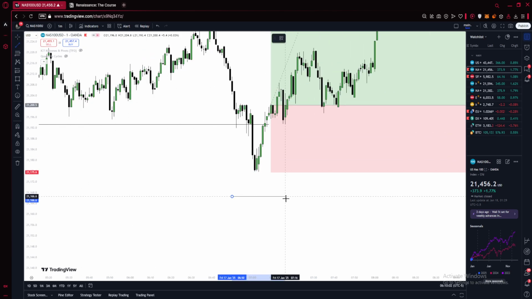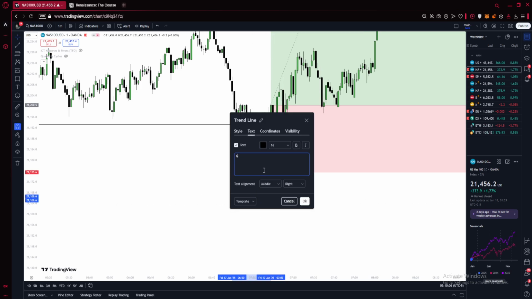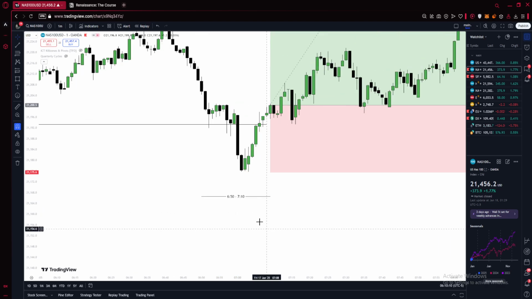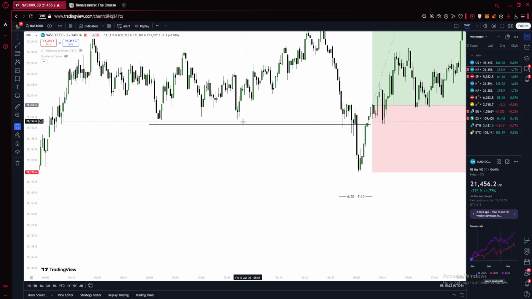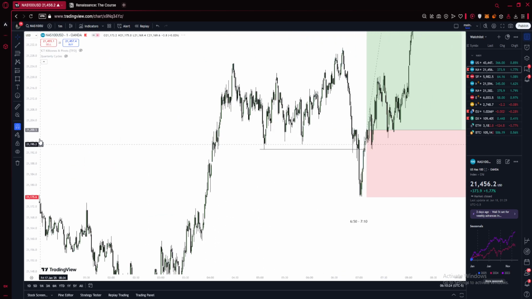6:50 to 7:10. 6:50 to 7:10. This is just an extra confluence. The price swept this low as soon as it got into this macro timing at 7. 6:50 to 7:10. Runs back up, displaces this, and acts as a breaker and continues.